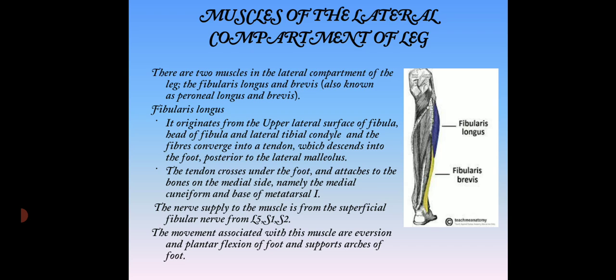Next, we are going to see the nerve supply to the muscle. The nerve supply to the muscle is from the superficial fibular nerve from the L5, S1, S2 spinal cord segments. And now we are going to discuss the movements associated with this muscle. The movements associated with this muscle are eversion and plantar flexion of the foot, and it supports the arches of the foot.